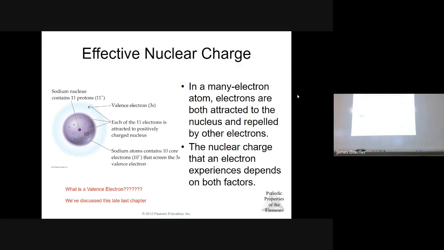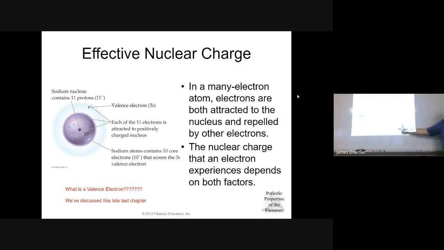But when you have an atom that has multiple electrons, they also, when they're out and about, outside the nucleus, don't want to be near each other because they have the same charges. So they try to repel. So these poor electrons are getting pulled in towards the nucleus, repelled by other electrons outside the nucleus. And so the nuclear charge that we describe for each atom, the electron experiences, depends on both that attraction and repulsion.